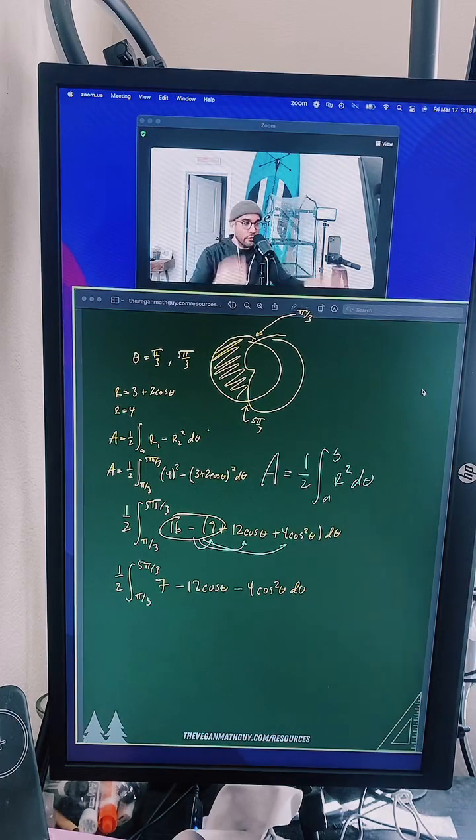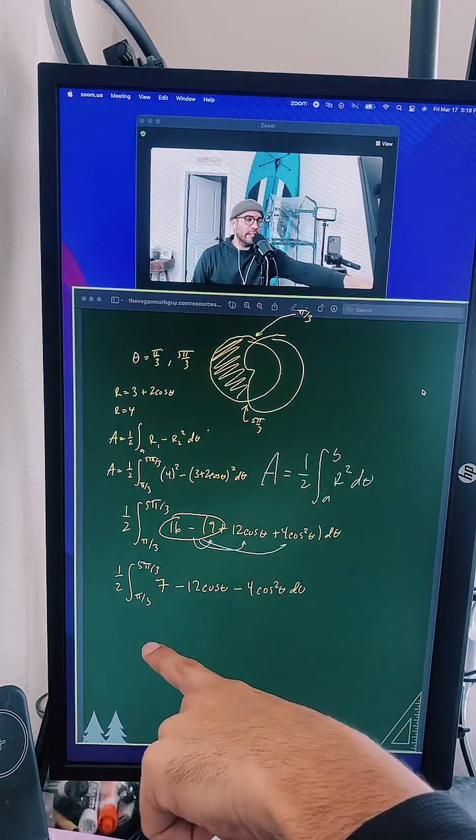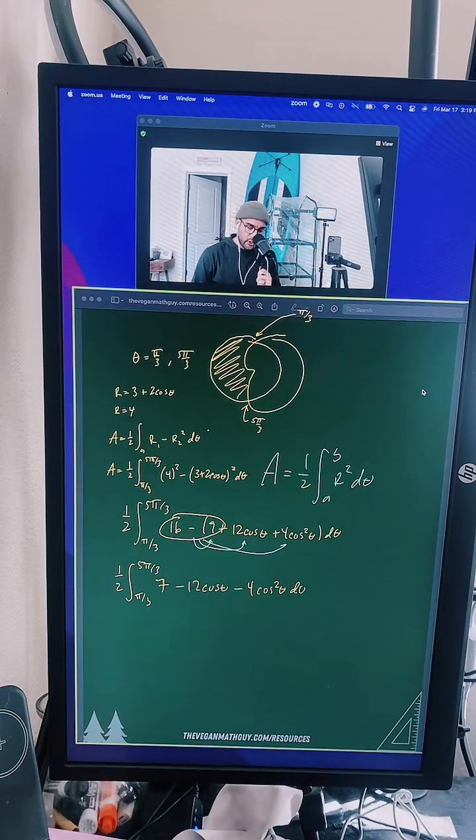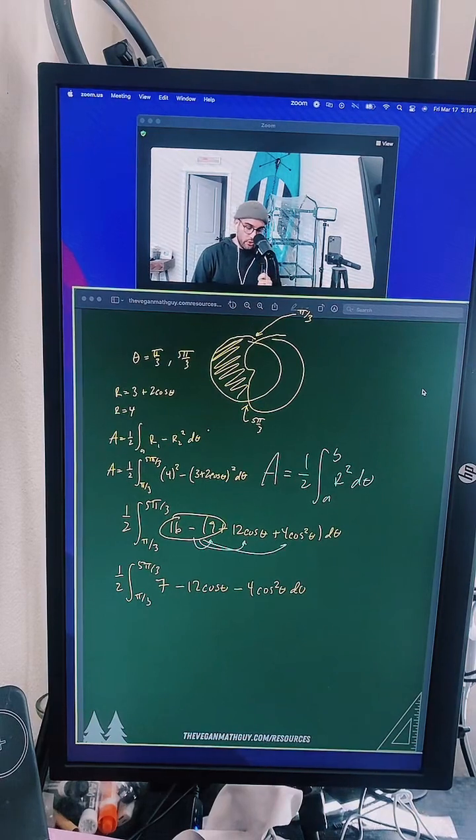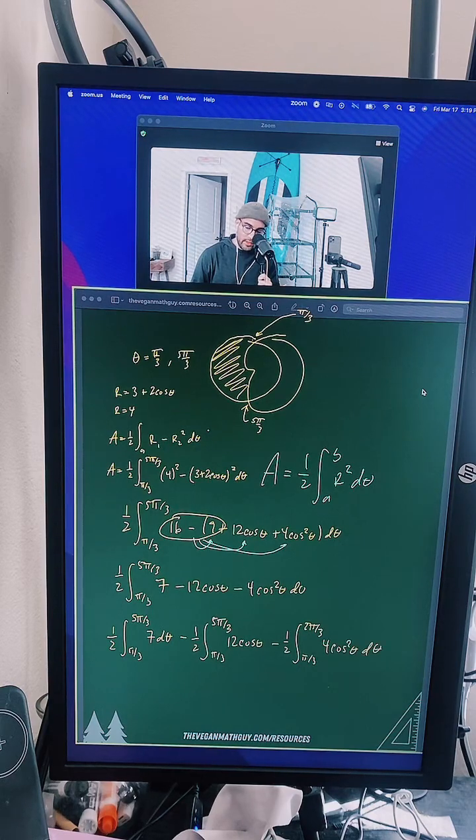All right, so let's go back to this one. We're easily going to take the integral of a couple things here. I'm actually going to separate it because this last integral is going to require a little more work. So I'm going to have 1/2 integral from pi over 3 to 5 pi over 3 of 7 d theta minus 1/2 integral from pi over 3 to 5 pi over 3 of 12 cosine theta minus 1/2 integral from pi over 3 to 5 pi over 3 of 4 cosine squared theta d theta.